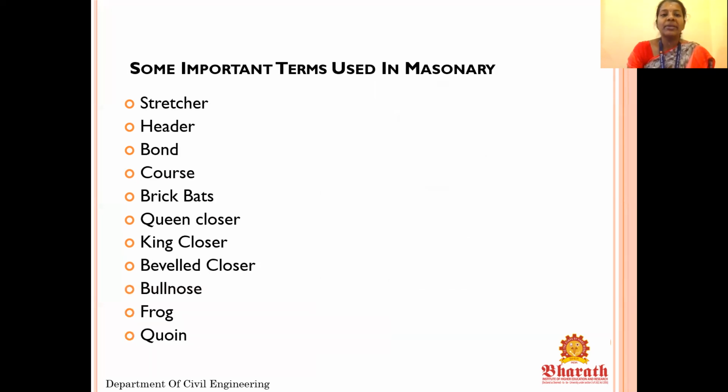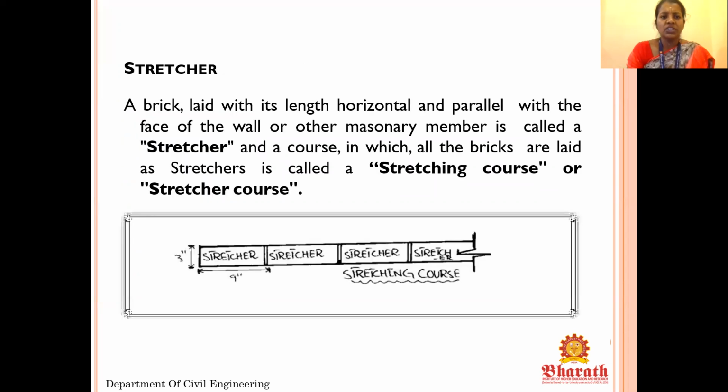So these are some important terms that we use in masonry: stretcher, header, bond, course, brick bats, queen closer, king closer, beveled closer, bullnose, frog and queen. These are the important terms used in masonry. Stretcher.